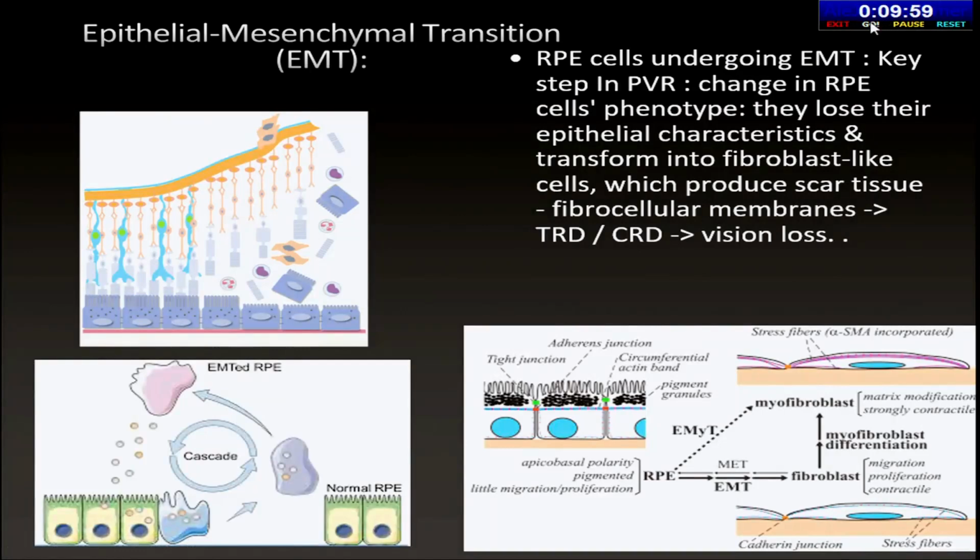And laying down of scar tissue on the surface of the retina, under the retina, in the vitreous, particularly the vitreous base over the ciliary body. And this leads to complex configuration of retinal detachment. So a key step here is what is called EMT, or epithelial mesenchymal transition.